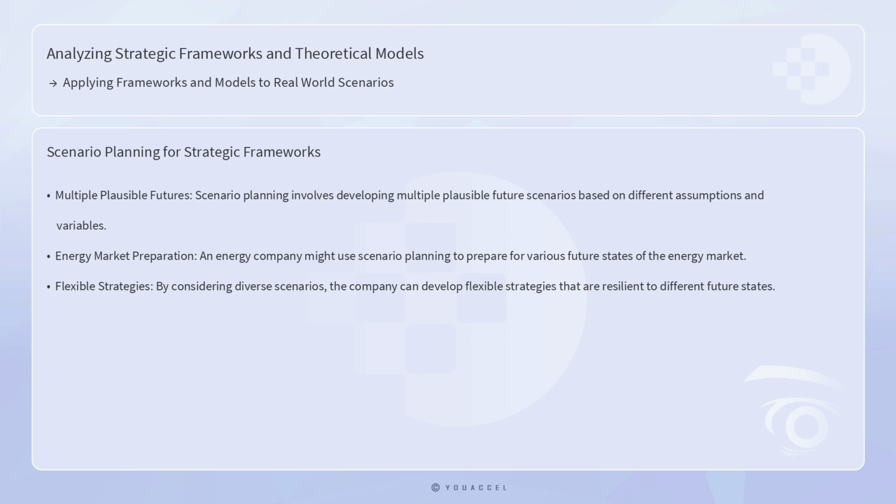One scenario could involve a rapid transition to renewable energy driven by technological breakthroughs and stringent environmental regulations. Another scenario might consider a slower transition with continued reliance on fossil fuels due to economic constraints and regulatory inertia. By considering these diverse scenarios, the company can develop flexible strategies that are resilient to different future states, such as investing in renewable energy technologies while also optimizing fossil fuel operations for efficiency.